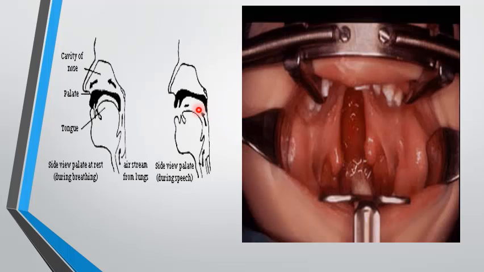Again, this image shows us the normal function of the soft palate. This is the palate, the soft palate, the posterior part. Here it is a normal function where it is elevated, contacting the posterior pharyngeal wall, closing the nasopharyngeal sphincter, directing the entire air into the mouth, leading to the normal pronunciation of speech. In this case, there is a defective function of the soft palate, so the air escapes to the nose during speech, leading to hypernasality.